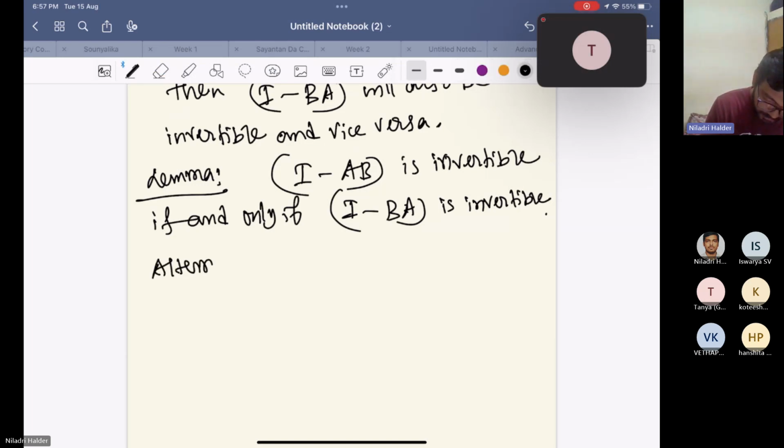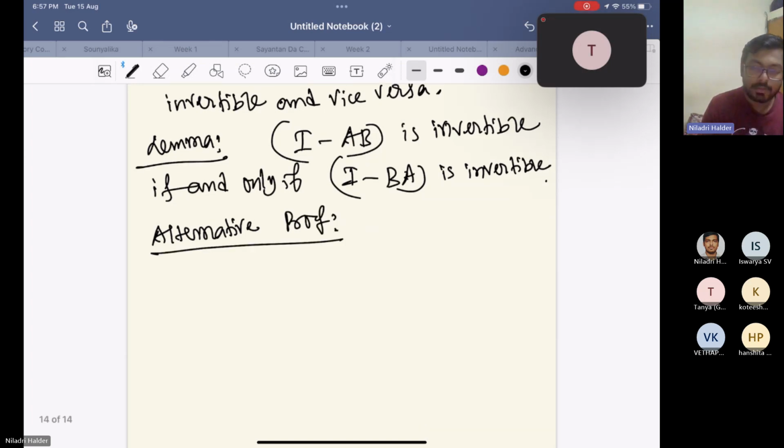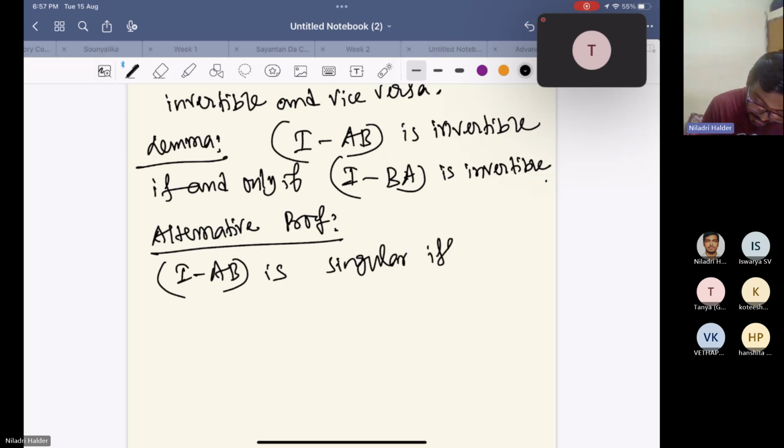One alternative proof is a basic proof from the scratch level. The alternative proof is that if I show that if I minus AB is non-invertible, that means if I minus AB is singular, then I minus BA will also be singular. So we need to prove that I minus AB is singular if and only if I minus BA is singular.